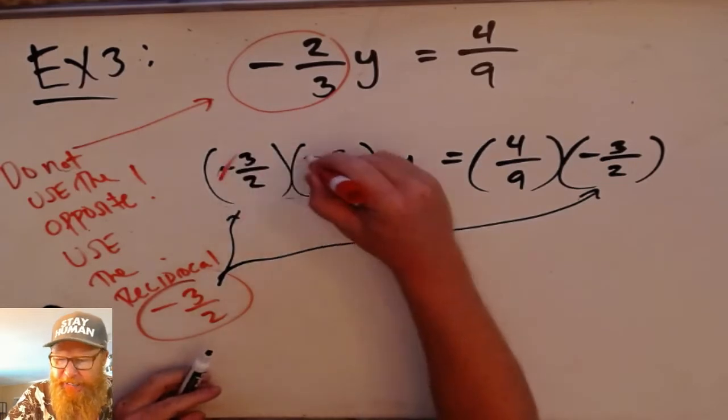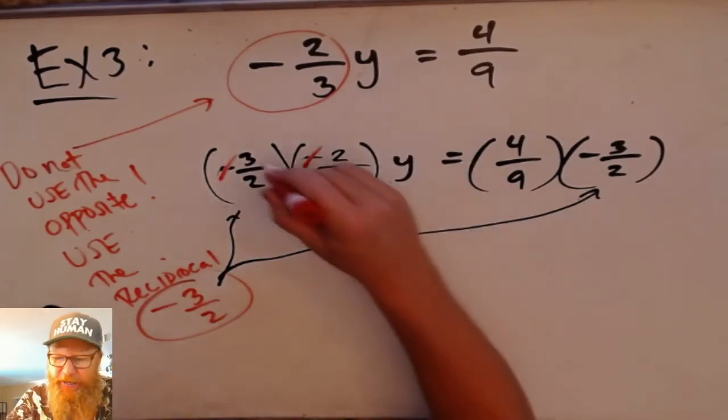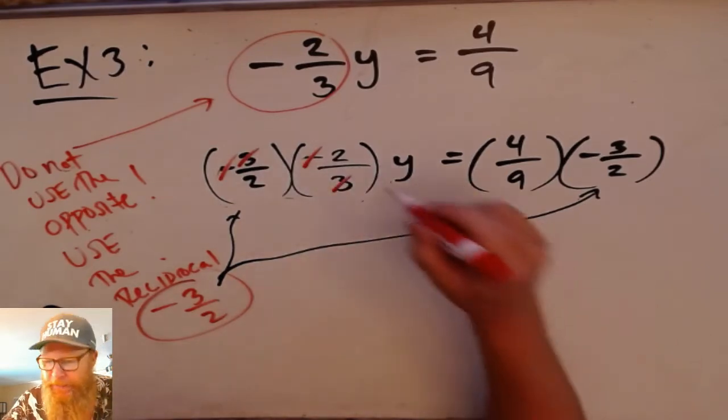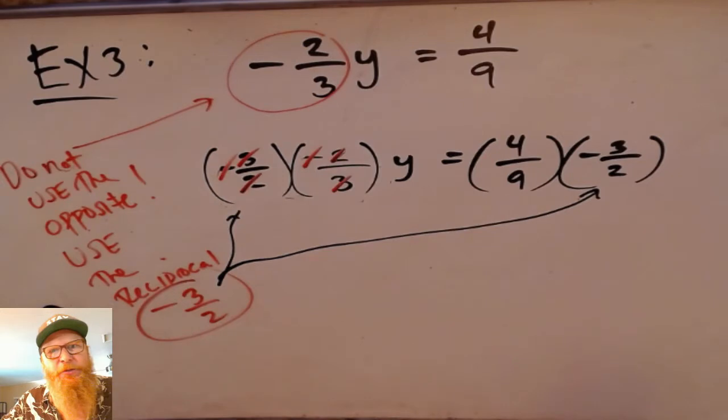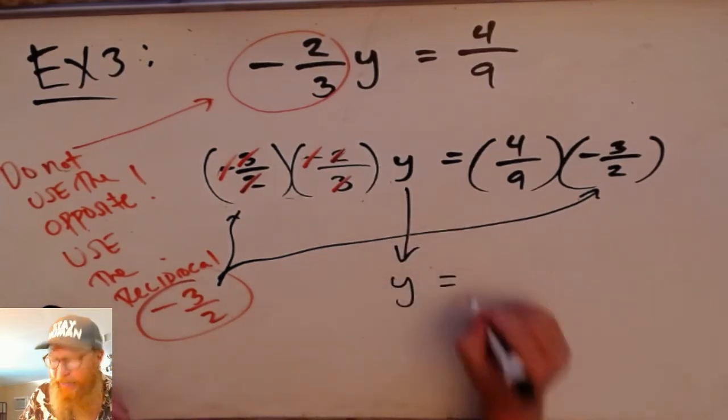All right, the negative and the negative are going to cancel. Yeah, multiply two negatives, you get a positive. The 3's are going to cancel. Yeah, 3 divided by 3 is 1. The 2's are going to cancel. 2 divided by 2 is 1. Yeah. So we just say y.